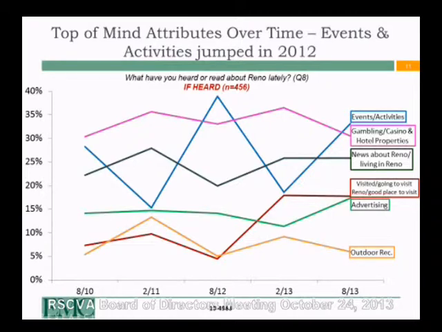The other things, news about Reno or living in Reno, stays kind of fluctuating. Visiting, or it's a good place to visit, went up when we talk about it, and that moves around. And then recreation or outdoor recreation stays low but flat.